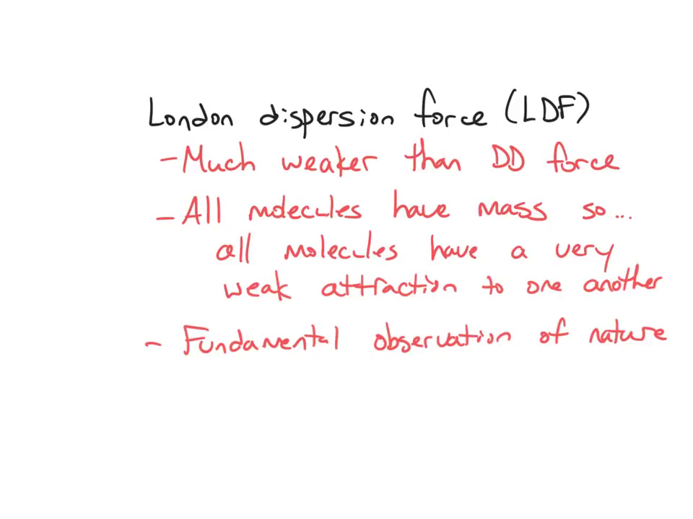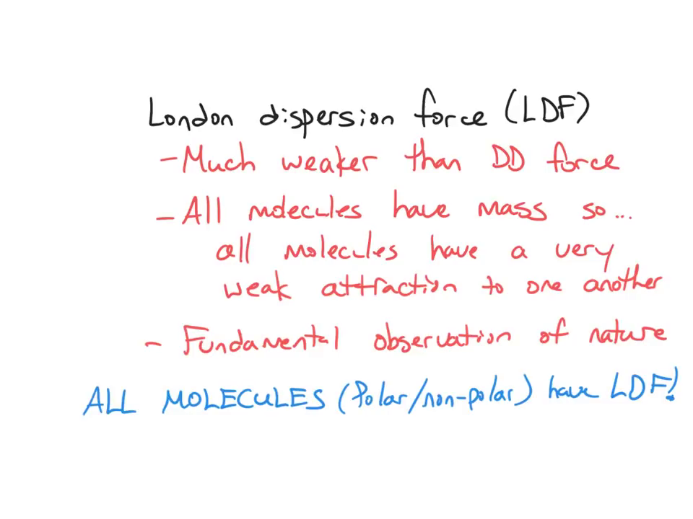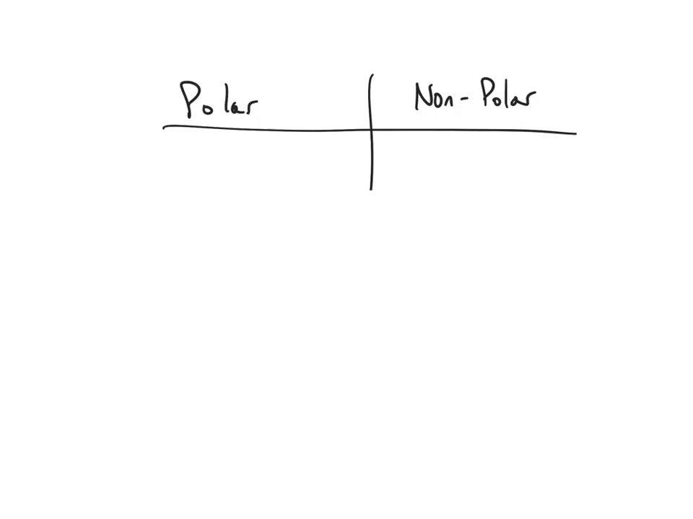Now, polar molecules also have mass and also exhibit London dispersion forces, and so it's worth noting that all molecules, polar or nonpolar, exhibit London dispersion. So to put it plainly, all molecules, polar and nonpolar, have London dispersion. So let's break down intermolecular forces exhibited based on a table here, polar and nonpolar. On the left we have polar, and on the right we have nonpolar. Polar exhibit London dispersion and dipole-dipole forces. And remember this easily because polar molecules are the only ones with dipoles, and so they exhibit dipole-dipole. Nonpolar molecules, on the other hand, only exhibit London dispersion.